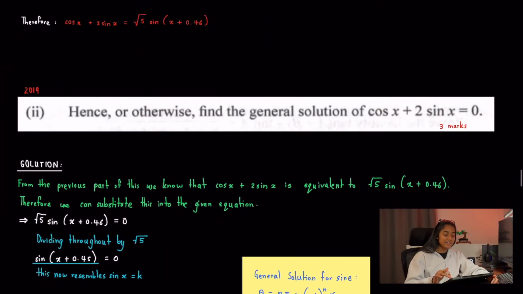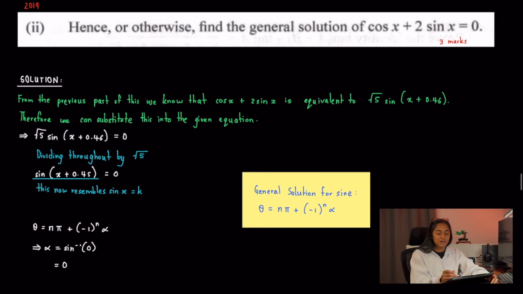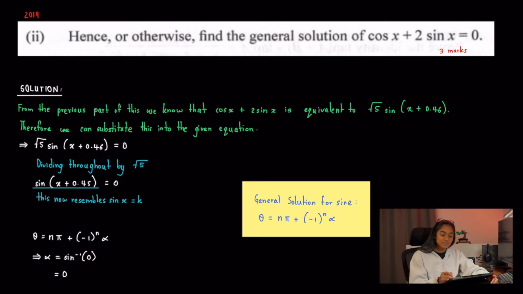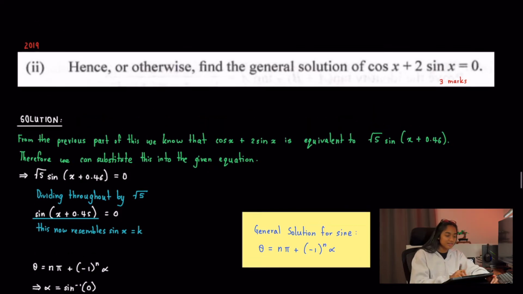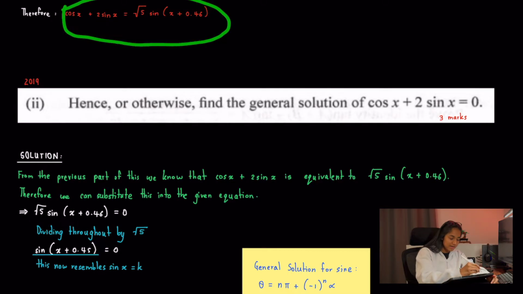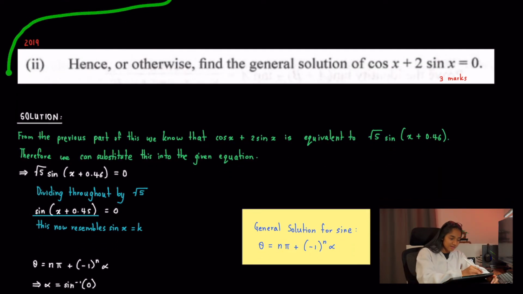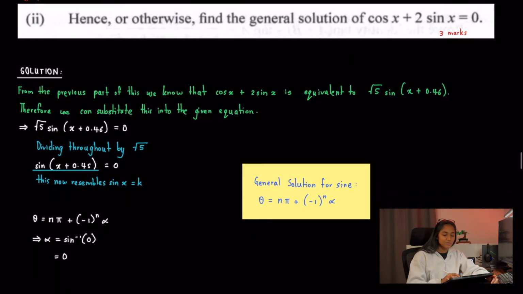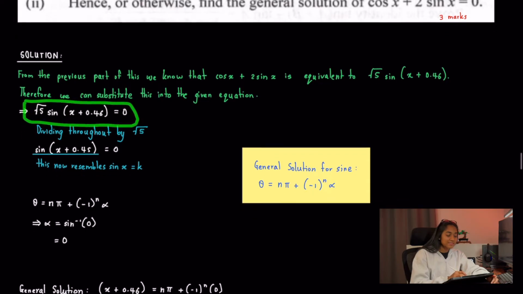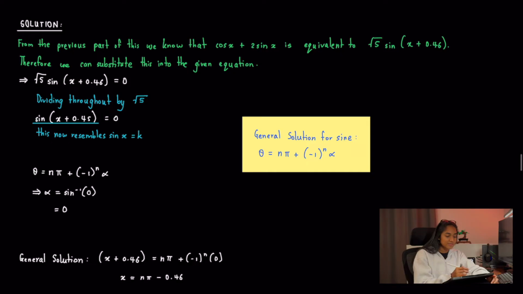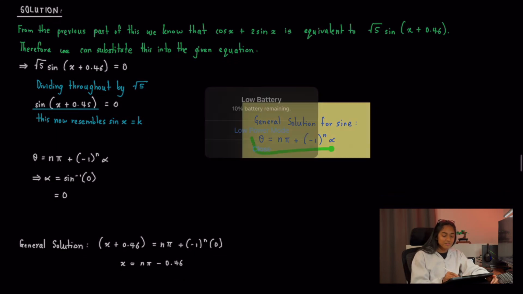Part 2 states, hence or otherwise, find the general solution of cos x plus 2 sine x. So what we're going to do is use the previous part, knowing this, and we're going to put it here. So we're just substituting it, okay? We're given that it is equal to 0, so we're substituting it and putting it equal to 0. To get rid of the root 5, we're just going to divide throughout by root 5, okay? And this would still remain 0. And now it resembles sine x is equal to k. So the general solution for sine is as such.